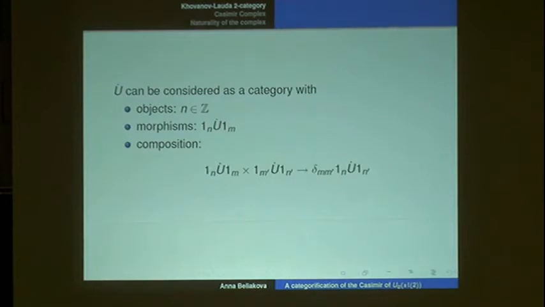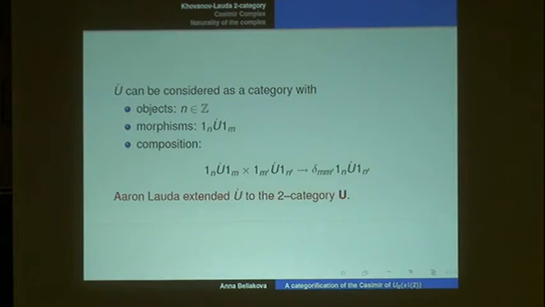Okay, so this U dot, this quantum sl2 together with a set of projections 1_n, has a natural structure of a category, taking the n as objects. The set as morphisms, and the composition is just taking side by side multiplication of E and F, and it's zero if these indices do not match. So it's just a natural structure of a category.